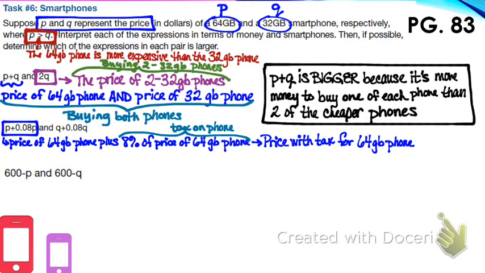So Q plus 0.08 Q, what would that be telling me? Yeah, this is telling me the same pieces of information, but just about the 32 gigabyte phone. So this is the price with tax for the 32 gigabyte phone.